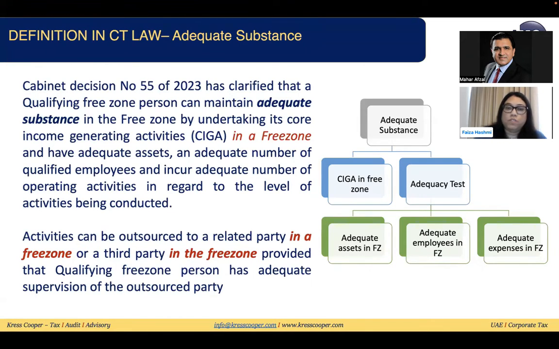There was one provision where they allowed that the activities can be outsourced to another related party in a free zone or a third party in a free zone, but the condition was that the qualifying free zone person should be supervising that outsourced activity themselves.